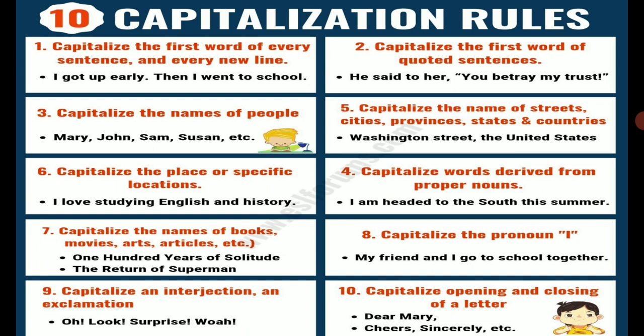And last rule is capitalize the opening and closing of a letter. When you are writing a letter to someone, then when you give regards to them, like Dear Mary, Yours faithfully, this type of opening and closing clause is in a capital letter. So these are the rules of how to use capital letters in different cases. Right? Let's move on.